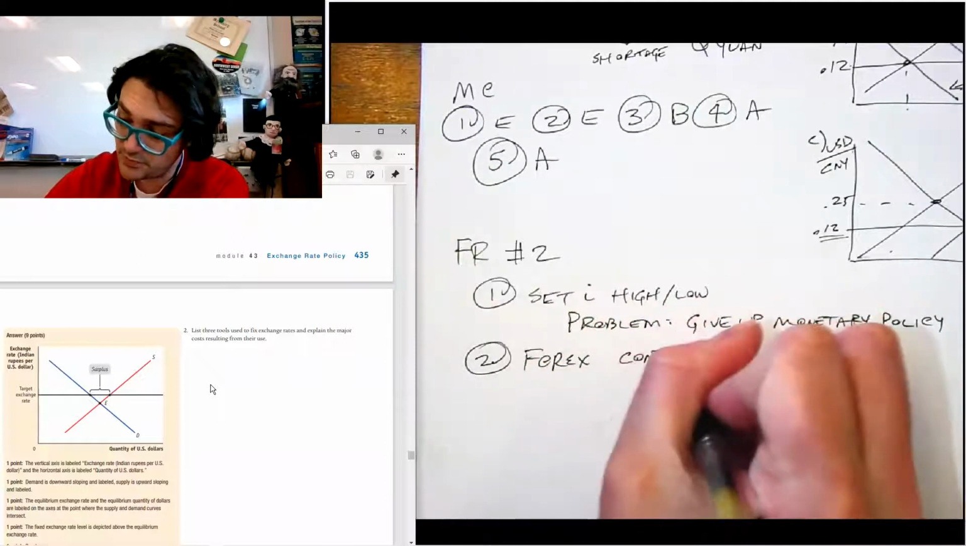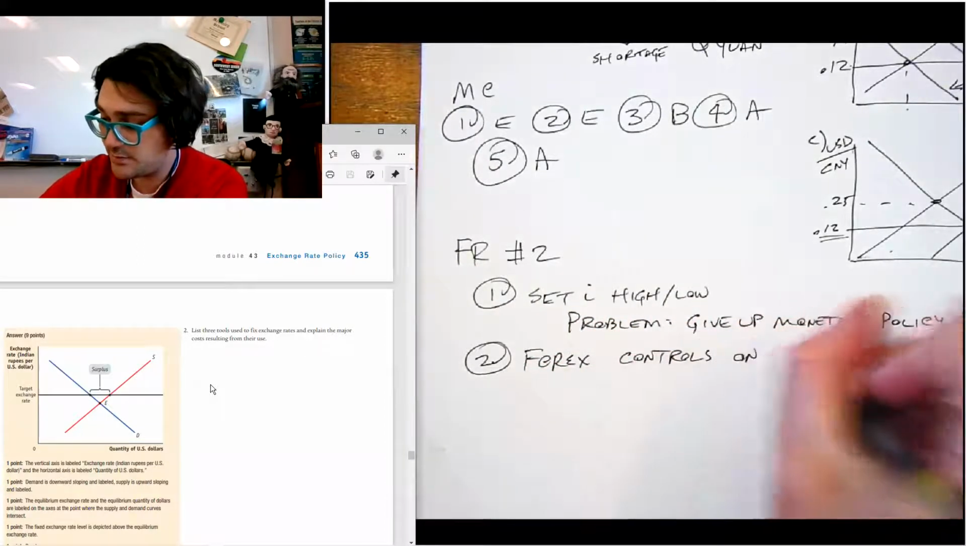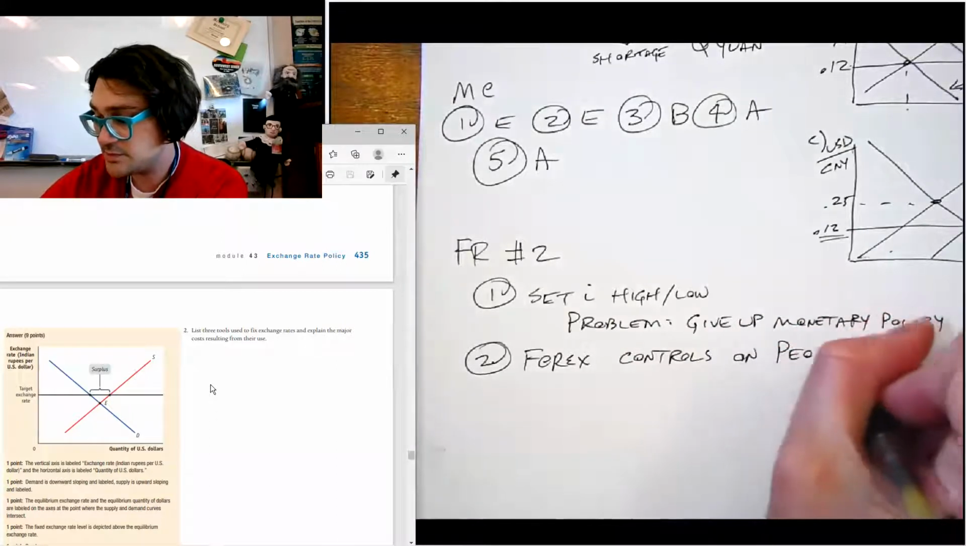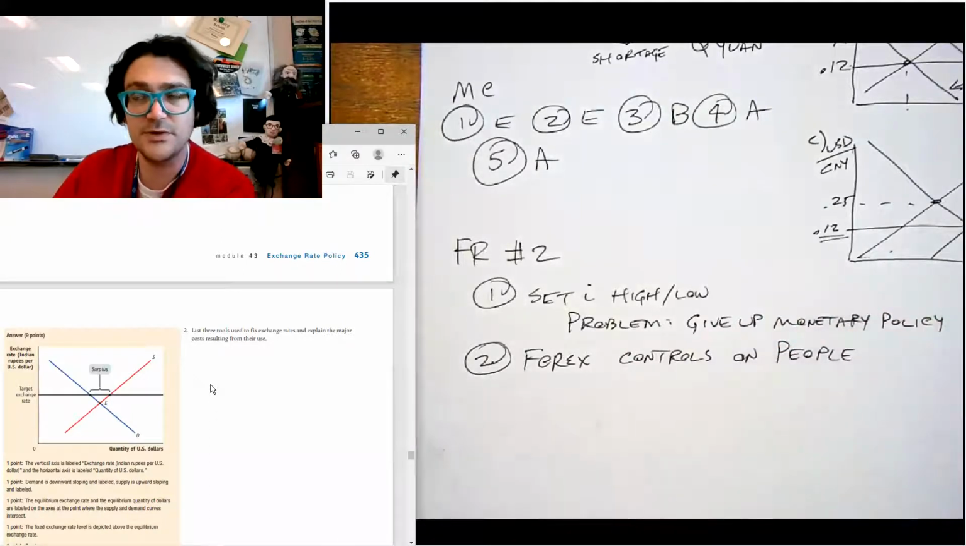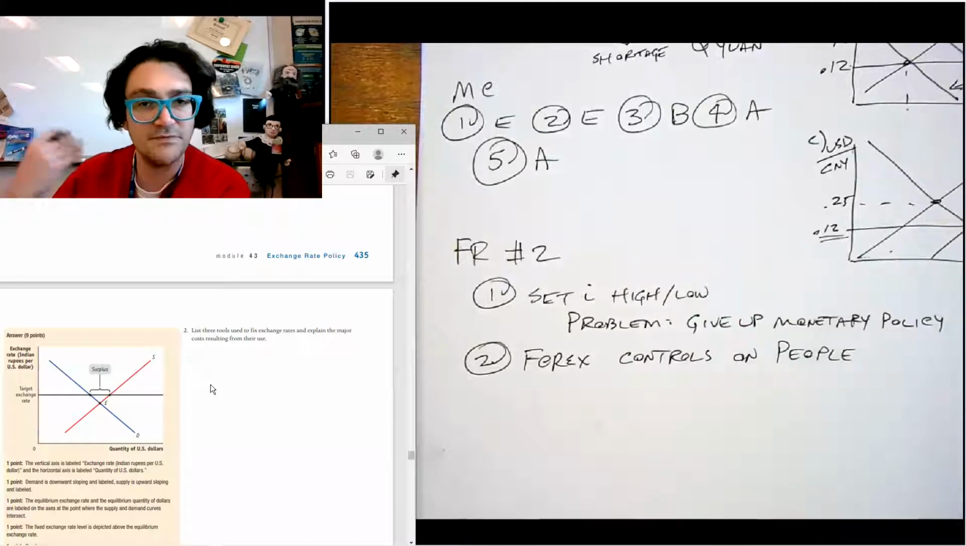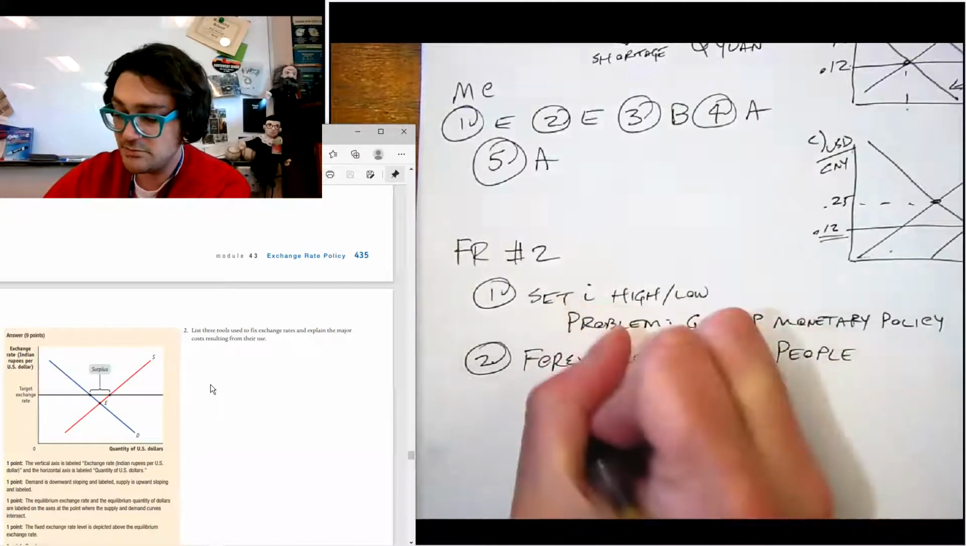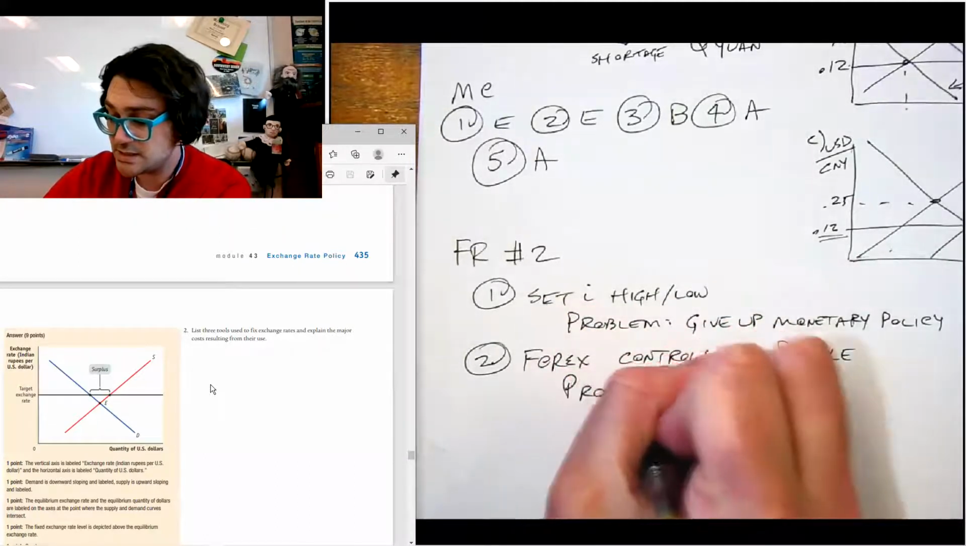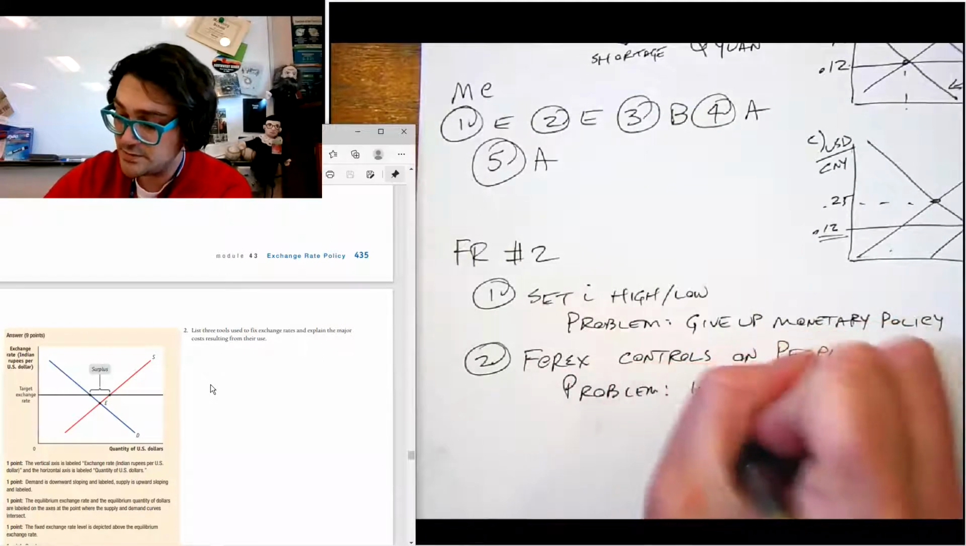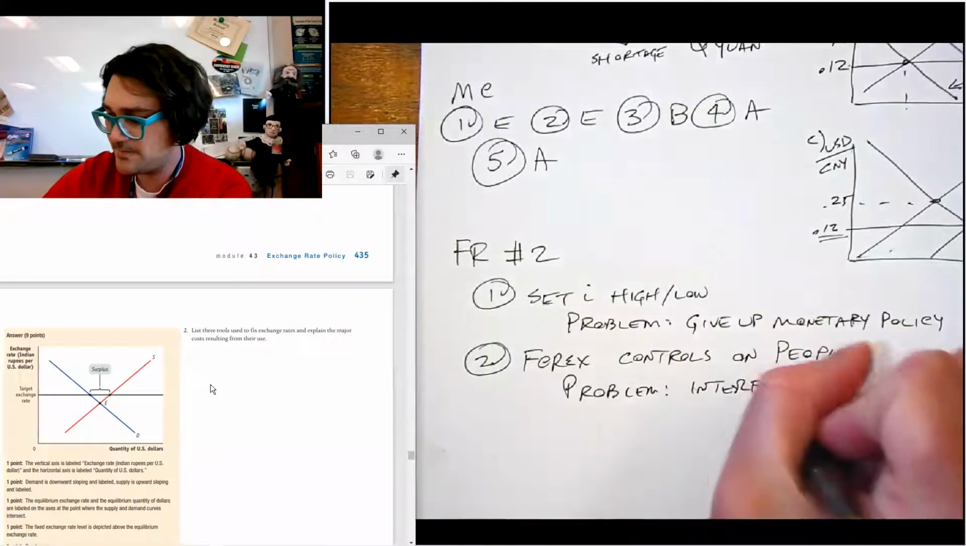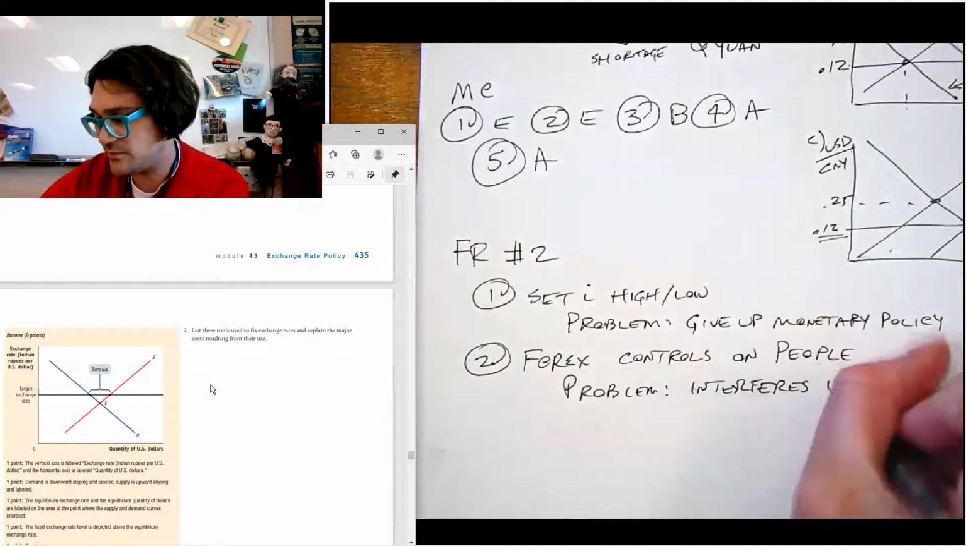You could have Forex controls. So Forex controls on your people. And so this, then you could restrict basically their ability to buy and sell your currency in foreign exchange markets. The problem is it interferes with international trade.